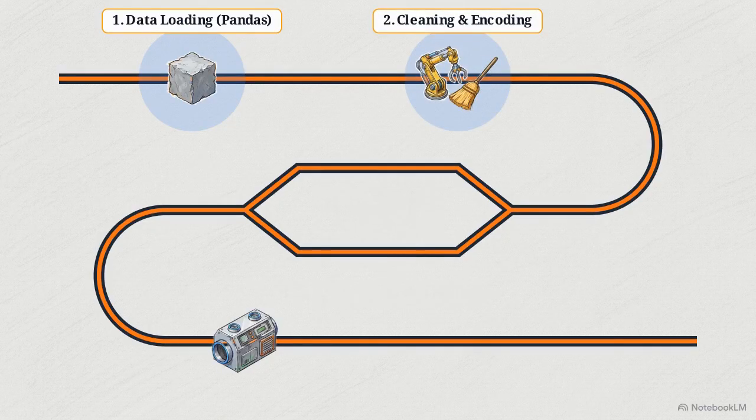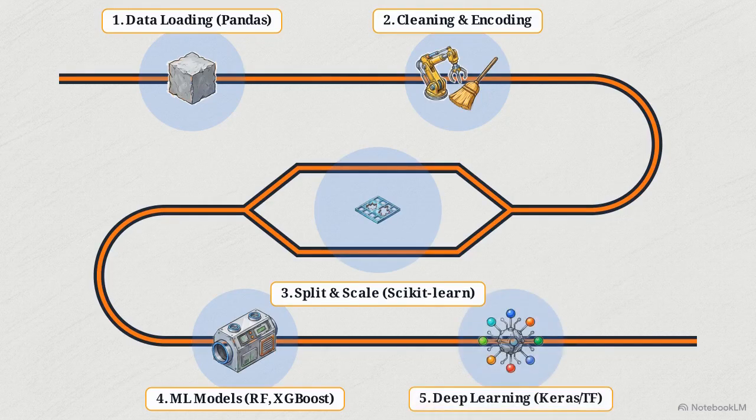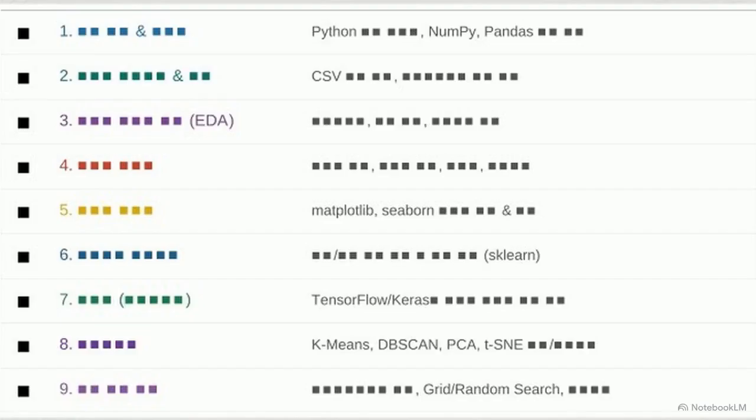First, you load the raw data. Then you pre-process and clean it. Next, you split and scale the data for the algorithms. From there, you build traditional machine learning models. And finally, you construct a deep learning architecture. This table breaks down those early steps.